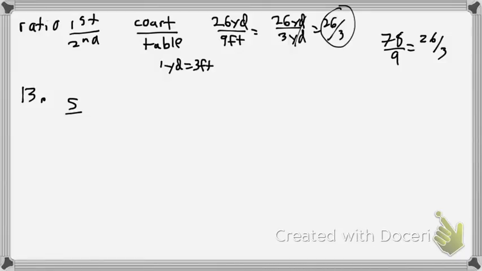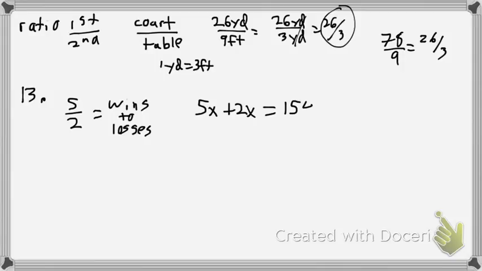Now number 13, it says that the baseball team's winning ratio is 5 to 2. That means for every 5 games it wins, 2 games it loses. Or you could look at it and say for every 7 games it plays, it wins 5, loses 2. So that's wins to losses. That's the ratio there. Now we set that up. We're told that they play a total of 154 games per year.